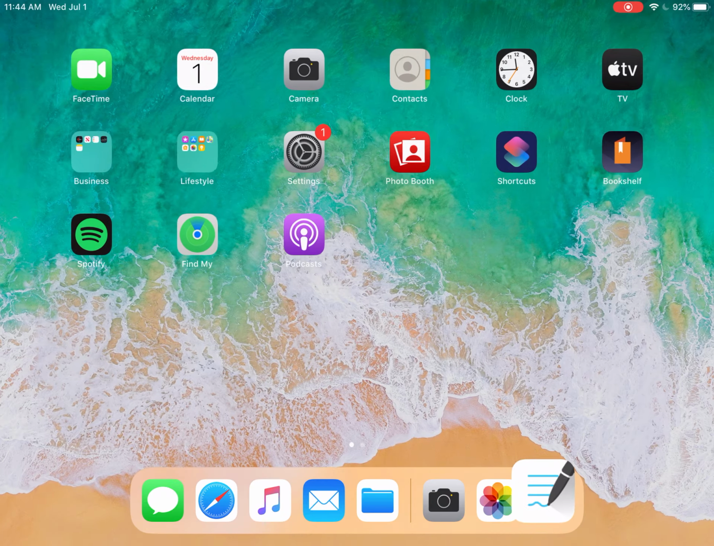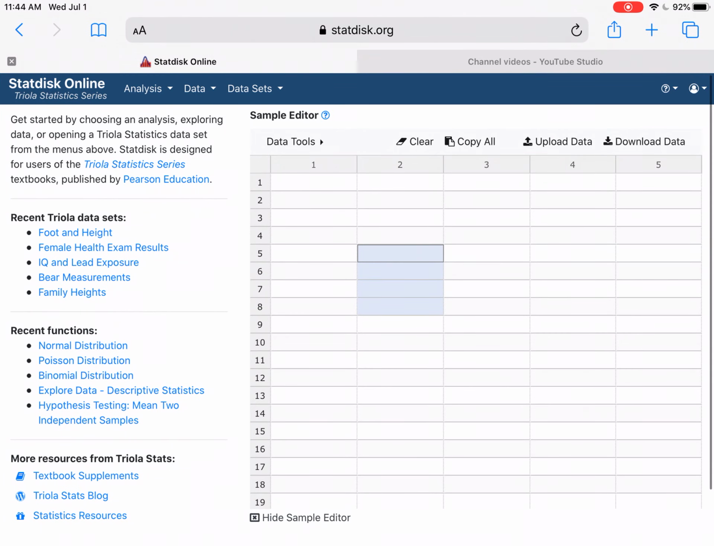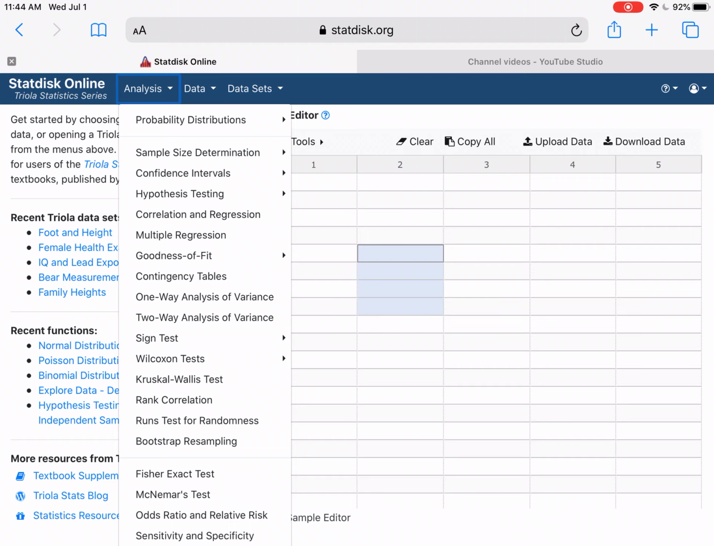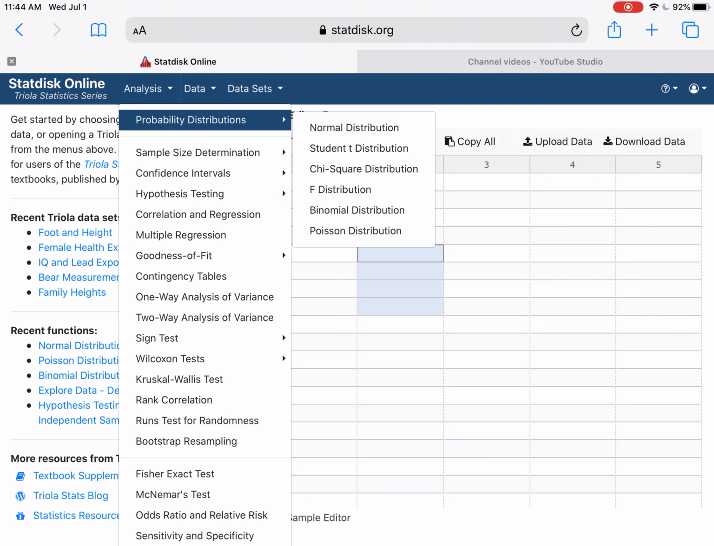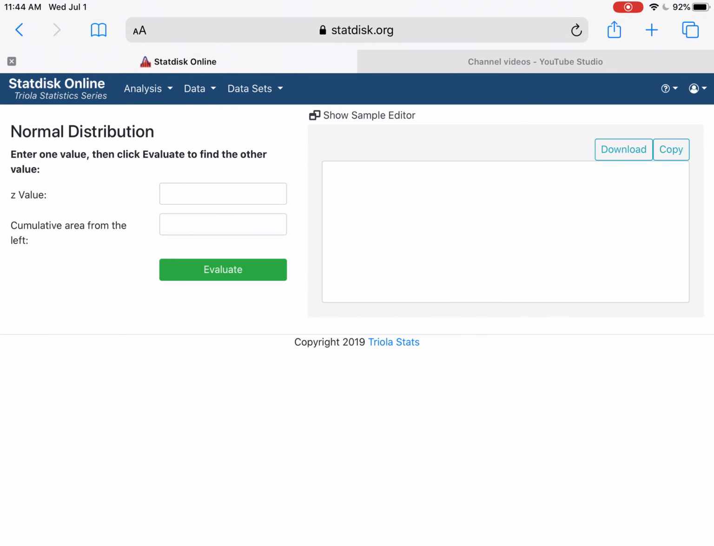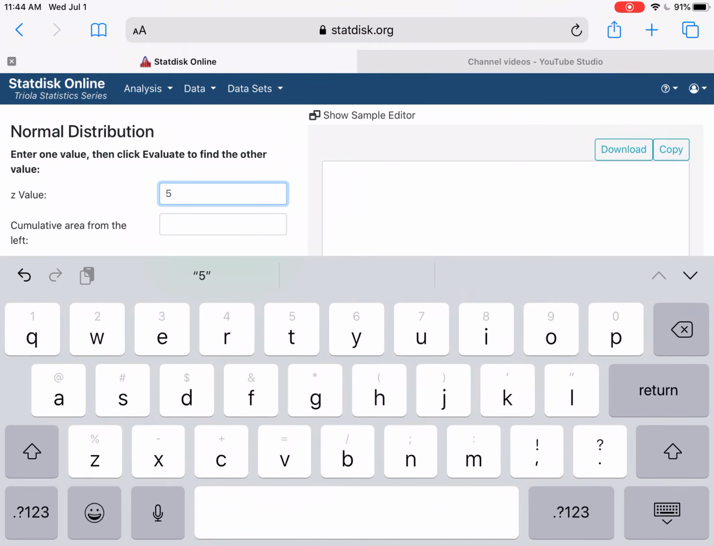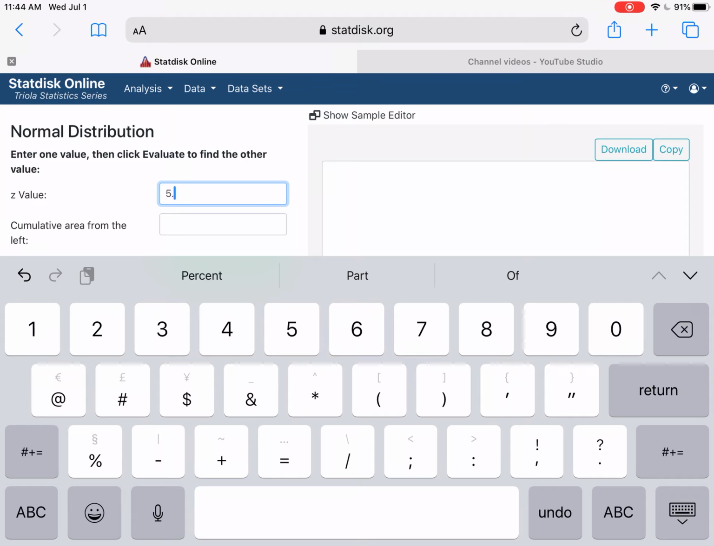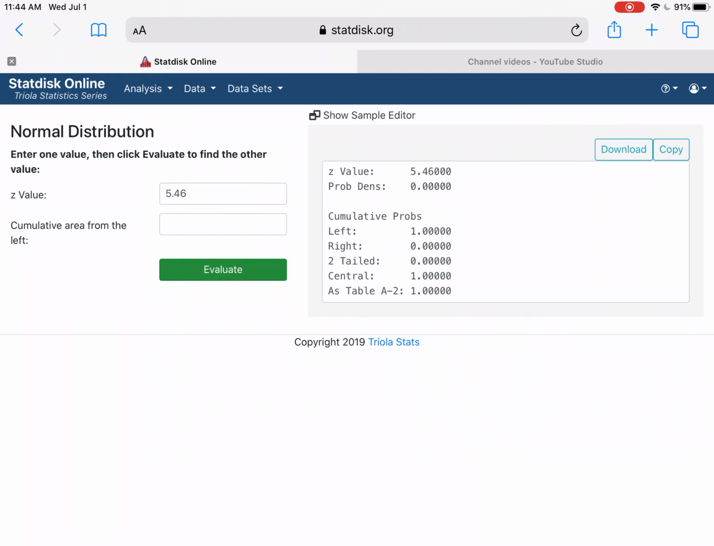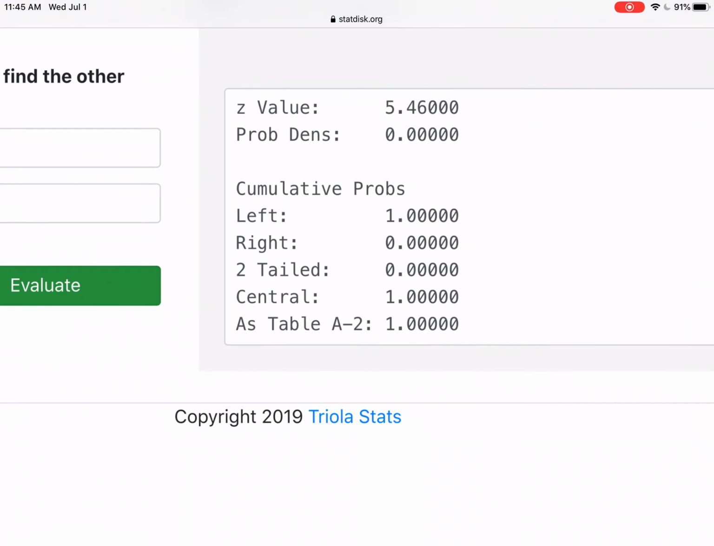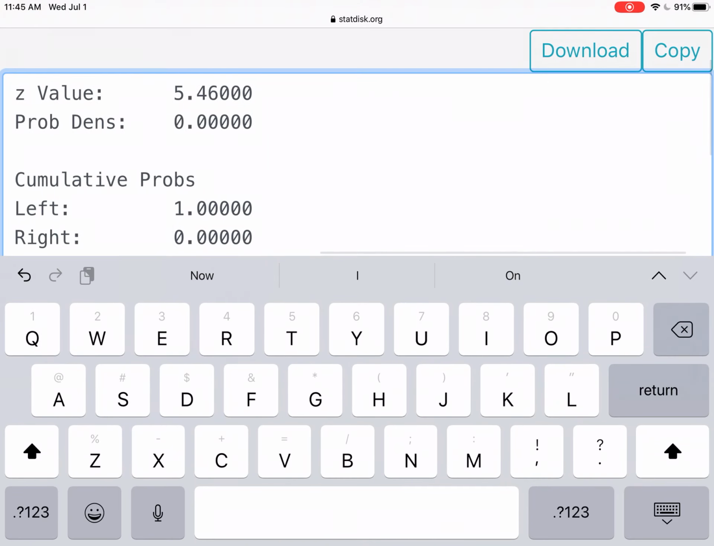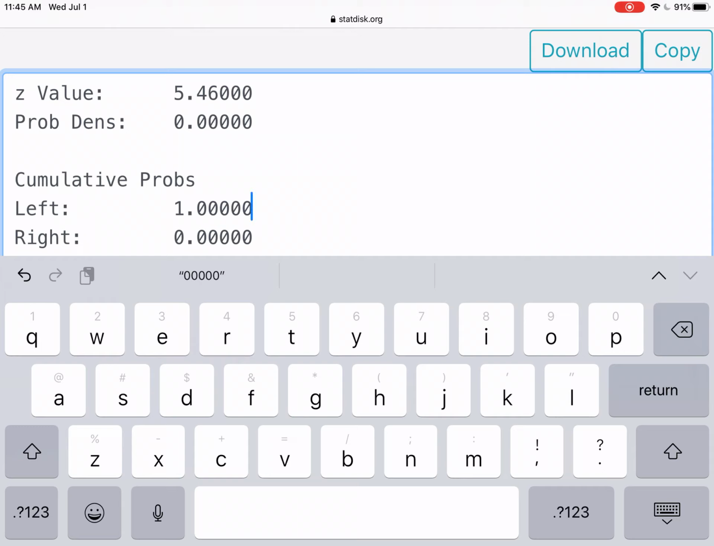So we're going to go over here to StatDisk. We are going to choose Analysis, Probability Distributions, Normal Distribution. We have our z-value of 5.46. And when we evaluate that z-value, we get an area to the left of 1.0, and area to the right of 0.0.